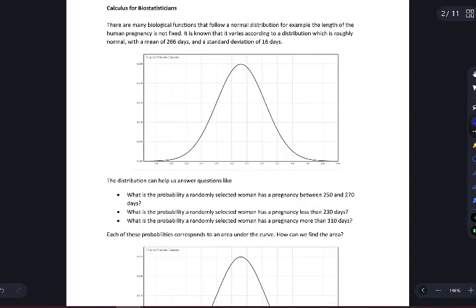In terms of our distribution, how we would go about finding those probabilities is we would look at the area that occurs underneath the curve. For example, if we wanted the probability that a randomly selected woman has a pregnancy between 250 and 270 days, what we would need to do is find the area underneath the curve. In other words, we want this area here. Again, for a normal curve, the total area is equal to 1, so I know that this area is something less than 1, but I need to find a way to find that area.